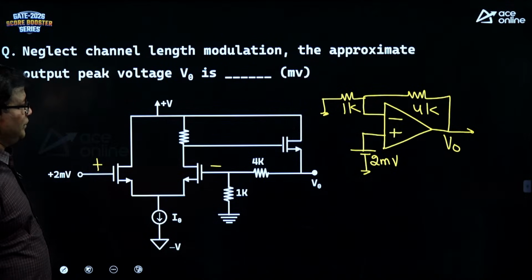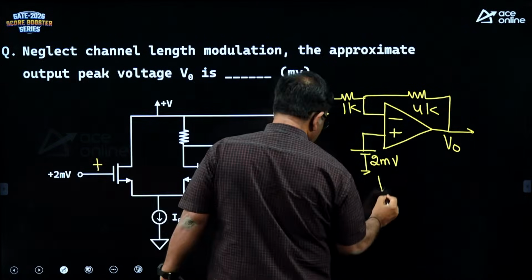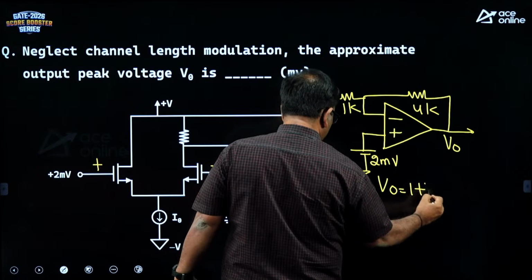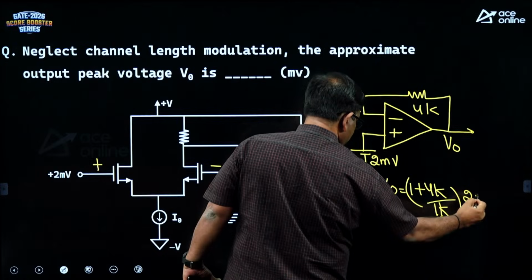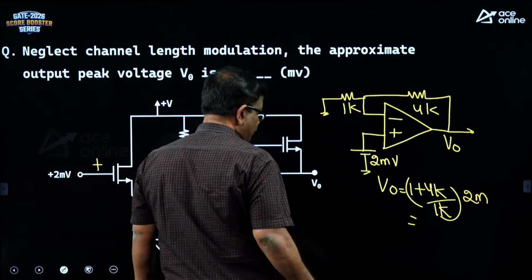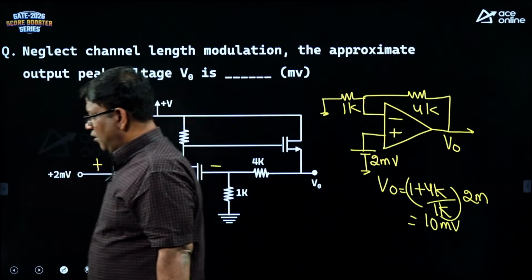So, now this is a simple model of an operational amplifier. This is a standard circuit. Your V naught is going to be 1 plus 4K by 1K into 2 millivolts. So, it is 5 into 2, that is going to be 10 millivolt. This is a solution. Or you can do like this.